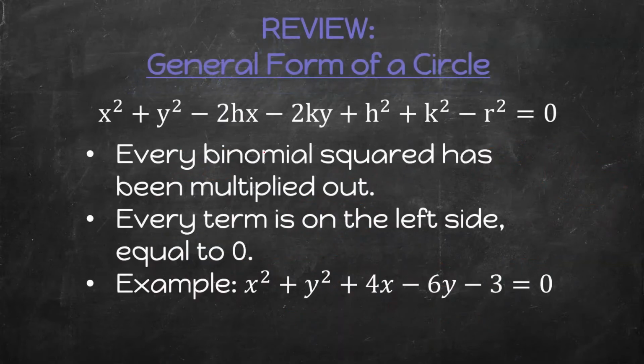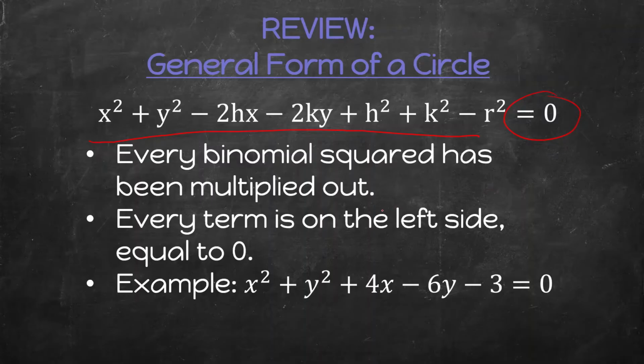Every binomial squared. Next, every term is on the left side. So, lahat ililipat natin dito sa left side. Walang matitira dito sa kanan. Every term is on the left side and then equal to 0. So, naka-equal siya kay 0. So, basically, yung nasa kanan, laging 0. Yun yung general form natin ng circle. So, pag may nakita kayong number dyan, ililipat natin yun mamaya.